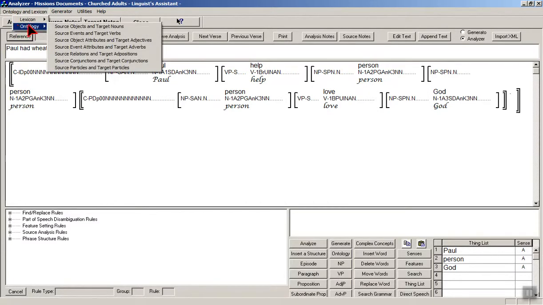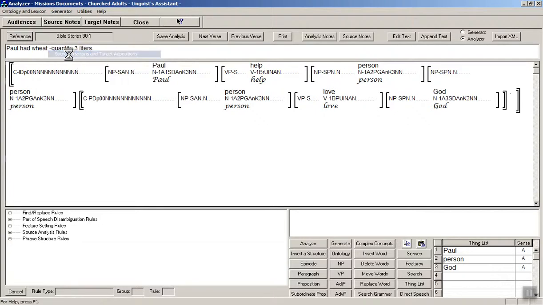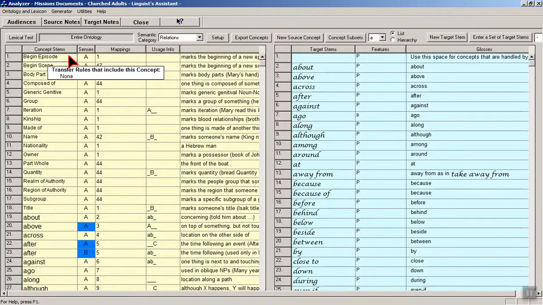Go to Ontology, and then let's go over to the right, down to the fifth one, source relations and target add positions. Now, an add position, as I said earlier, is a more general term referring to the kind of thing in English we call prepositions. So you can say in the house, after that time. So we use prepositions in and at to represent those concepts. But add position is a more general term.